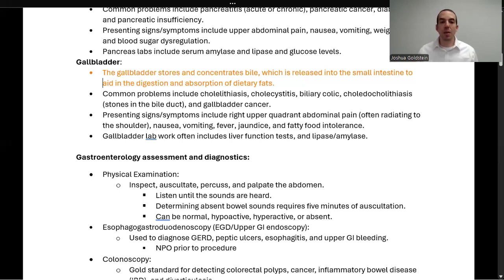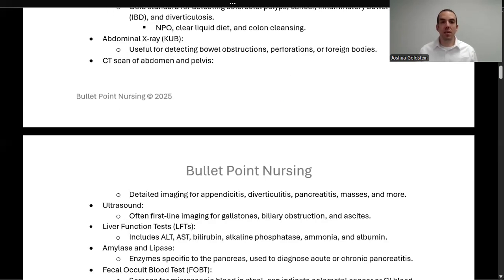Next, we have a colonoscopy. This is the gold standard for detecting colorectal polyps, cancer, inflammatory bowel disease, and diverticulosis. It is important to note that this is a surgical procedure. This is going to be full anesthesia and all of that, so you have to be aware of that. Next, and this is the one that gets a colon cleansing beforehand, where the patient has to be NPO, clear liquid diet, and be using something like a barium enema.